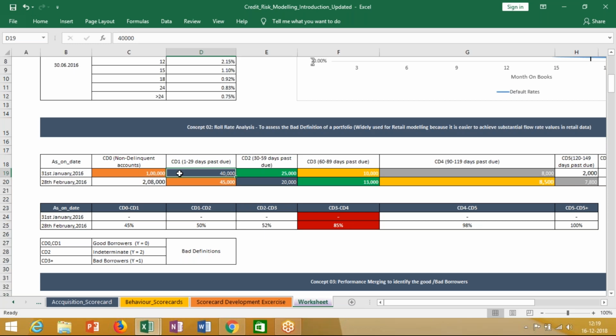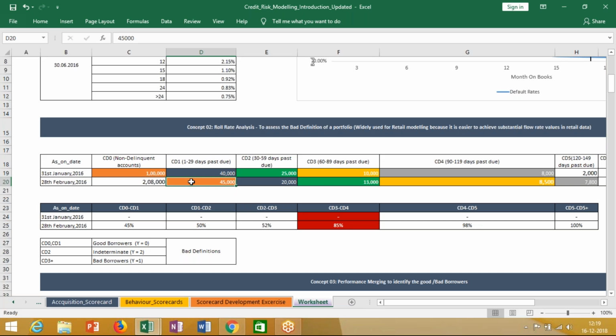What are the possibilities? The first possibility is I do not pay this month and I flow to the next bucket. The second possibility is I pay only this month's installment and I remain in CD1, which is this cell. So the 45,000 over here will also comprise accounts which were CD1 last month and CD1 this month as well. The third option is I pay 2 months' EMI together and I go back to current.